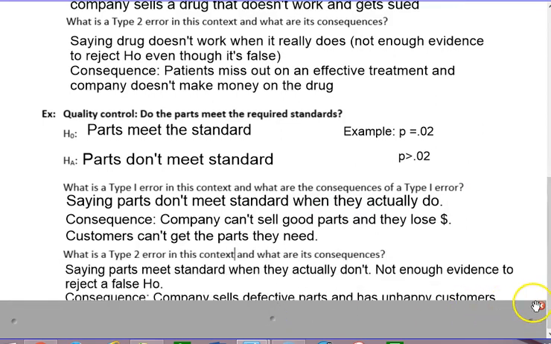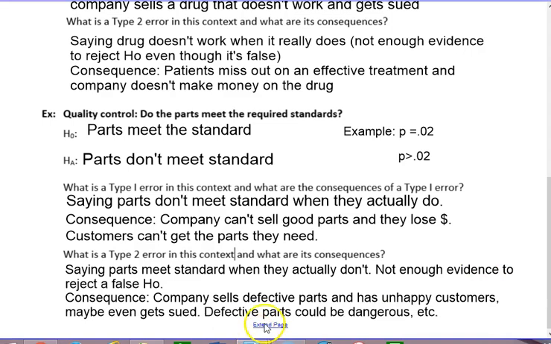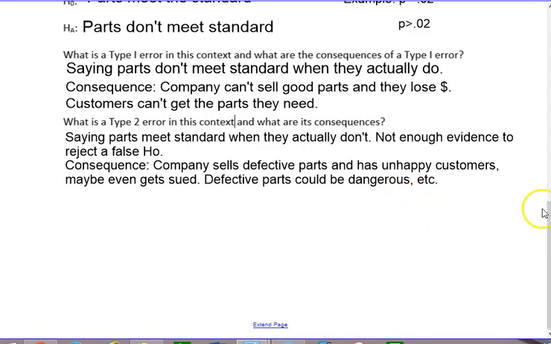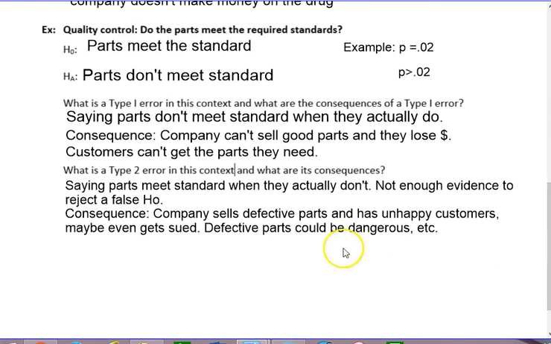The second one, what's a type 2 error in this case? We're saying that the parts meet the standard when they actually don't. Now realize, of course, we can't prove they meet the standard, but we don't have enough evidence to say they don't. So the company continues to sell their defective parts, has unhappy customers, maybe they even get sued, maybe the defective parts could be dangerous. So this is what is meant when we say define and interpret a type 1 or 2 error in the context of a problem, and then give a possible consequence.